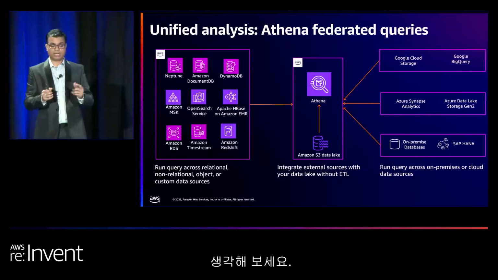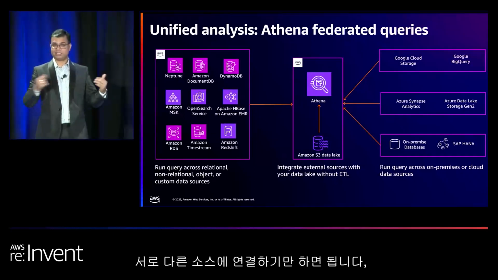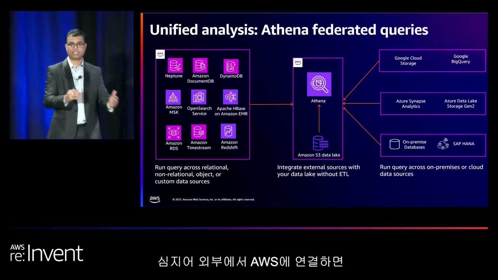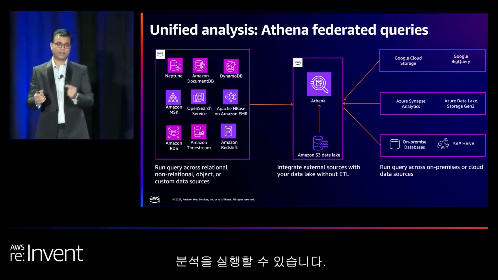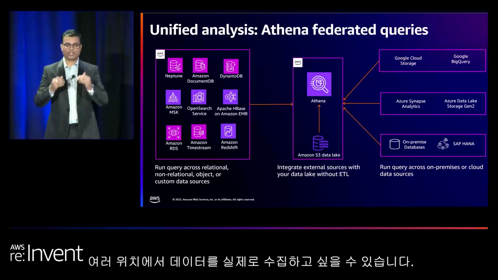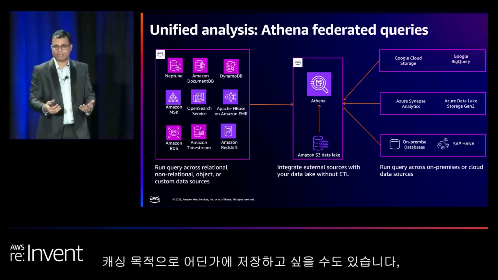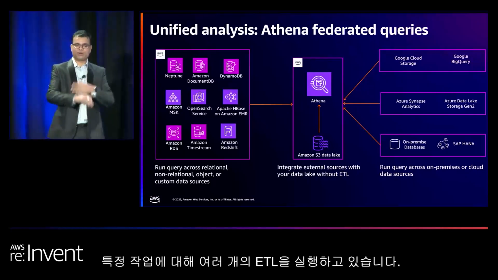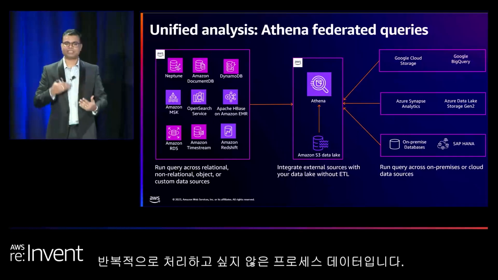And just think about it. Here again, you are not moving the data. You just make the connections to the different sources, even outside of AWS, and you will be able to run the analytics. But there might be a requirement where you want to really ingest the data from multiple places and store it somewhere, maybe for caching purposes, or maybe the use case is you are running multiple ETLs for certain things. The processed data, you don't want to process again and again.